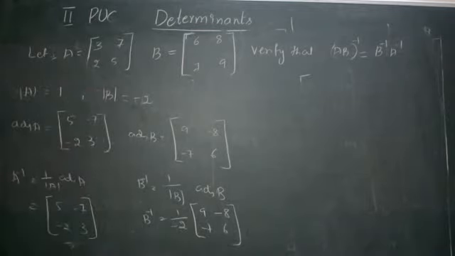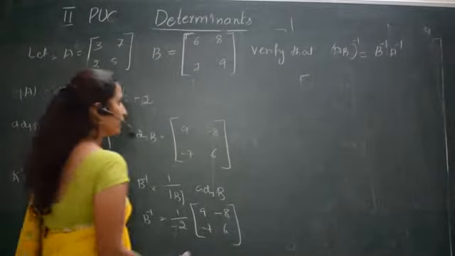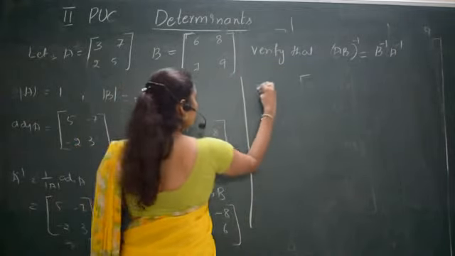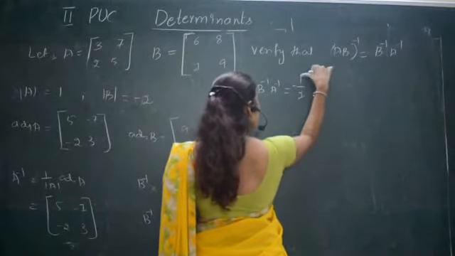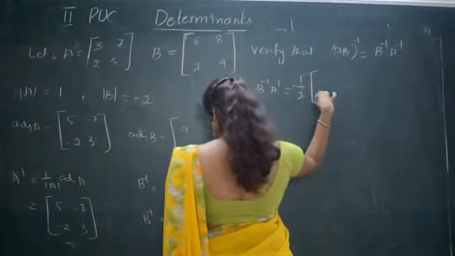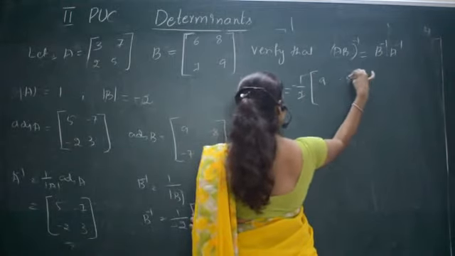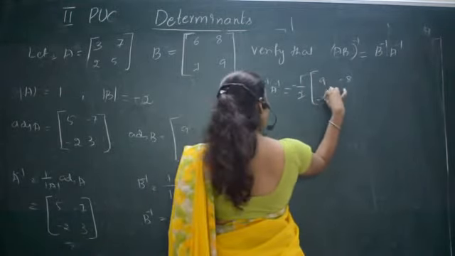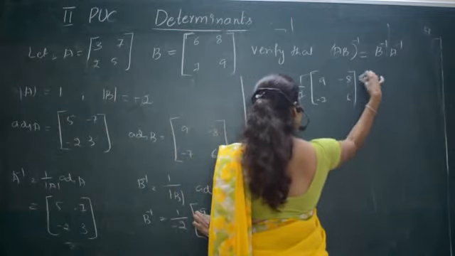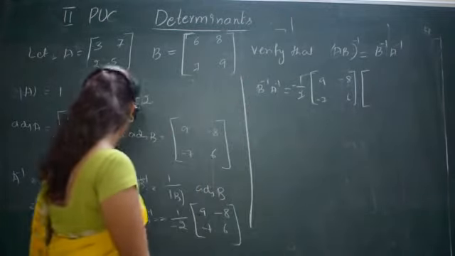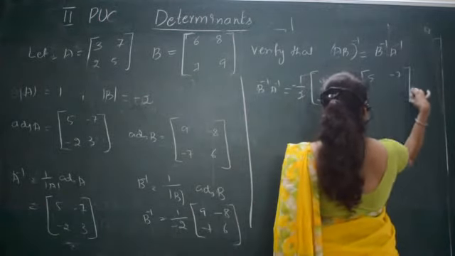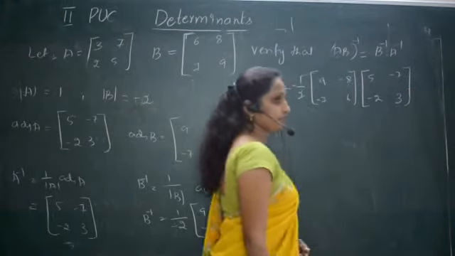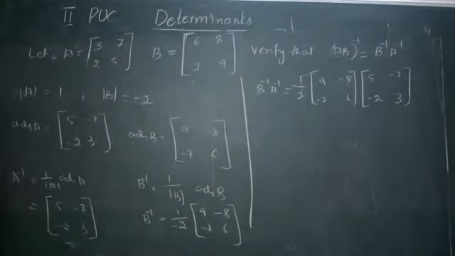Now we have to multiply B inverse and A inverse. While multiplying, keep that as it is. So B inverse into A inverse. I'll keep minus 1 by 2 outside. B inverse is 9, minus 8, minus 7, 6. And A inverse is 5, minus 7, minus 2, 3. So now we multiply B inverse and A inverse.